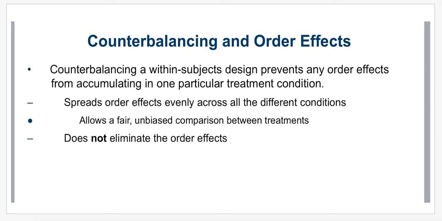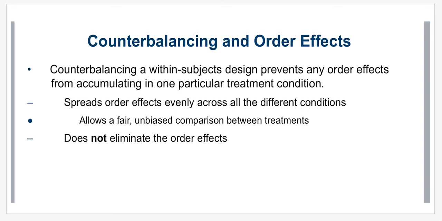So counterbalancing in a within subjects design is preventing those order effects from accumulating in one particular condition, right? Because the idea is if there's an order effect, it's going to be in one condition and not the other, and that's the problem. That makes it look like there's an effect on the dependent variable, but it's not coming from the independent variable. So how this works, as I alluded to a minute ago, is that it spreads the order effects evenly across all the different conditions. So it's allowing a fair, unbiased comparison between treatments.